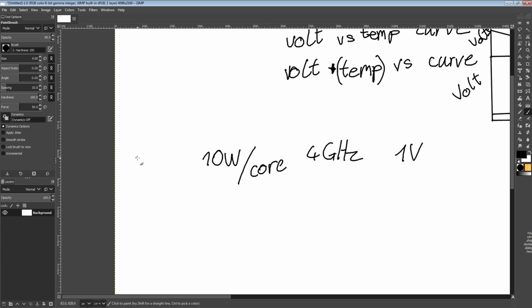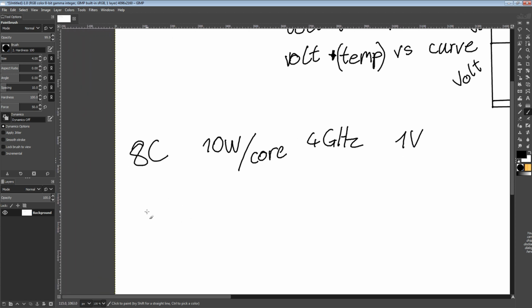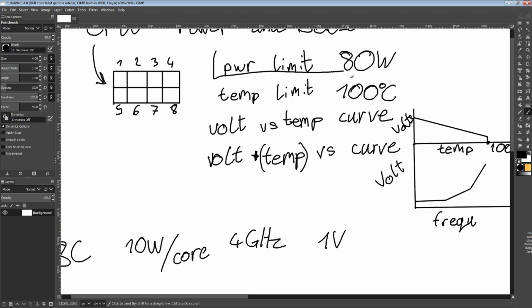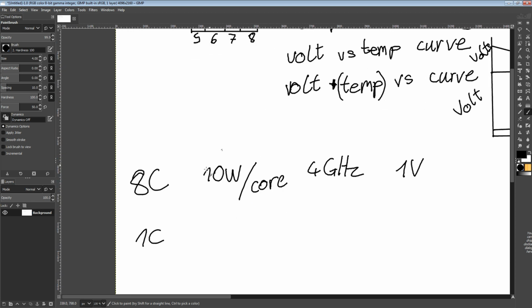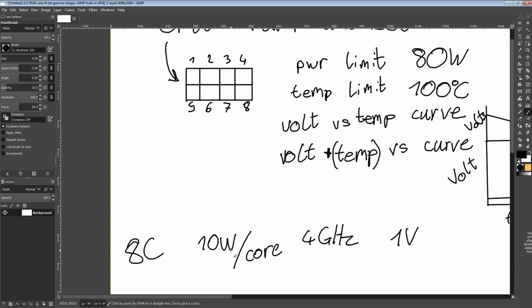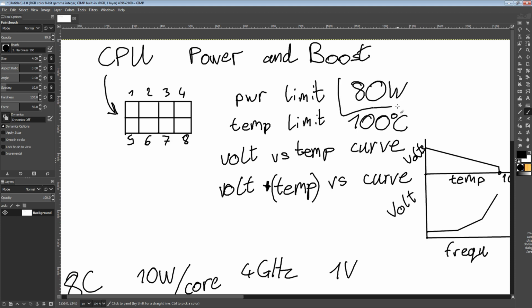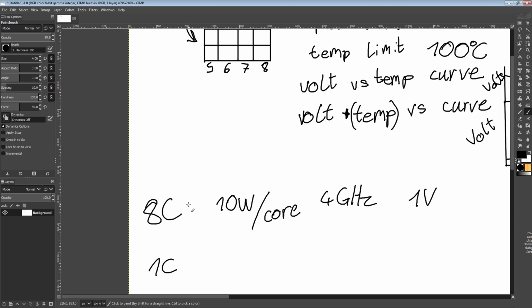So that's our 8-core load, but what if we were running a 1-core load? How far could we push it? Well, we're not going to be hitting the power limit anytime soon. If we don't change our frequency or voltage, we're still going to be doing 10 watts, except in 1 core. So ideally, in a perfect world, we'd want to be able to shove the entire TDP of the CPU into just 1 core.